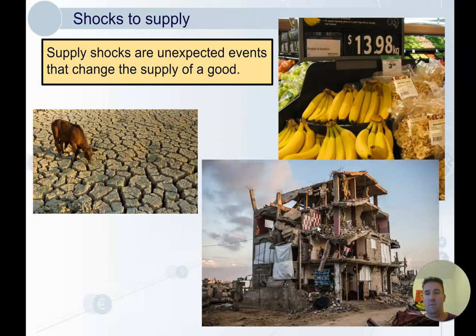Okay, here we've got war. War is a supply shock. So here you've got buildings like this that have been destroyed. This one's actually still standing. Think about how fewer goods and services can be produced. We've seen the effects of that recently with the Ukraine war in terms of agriculture and fertilizer.